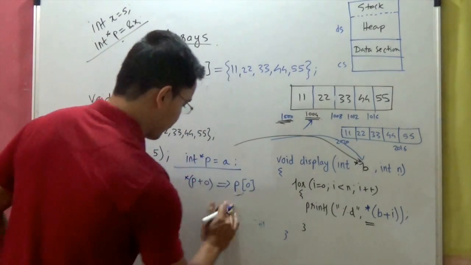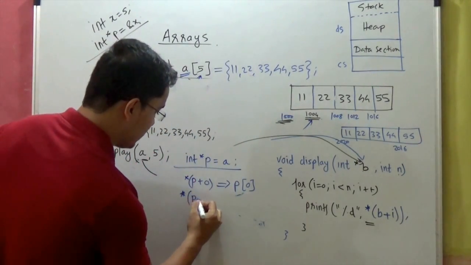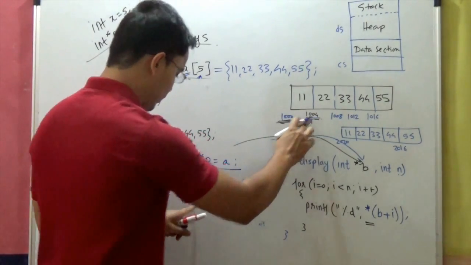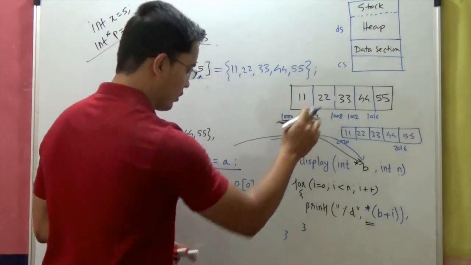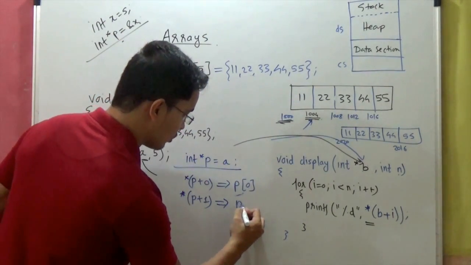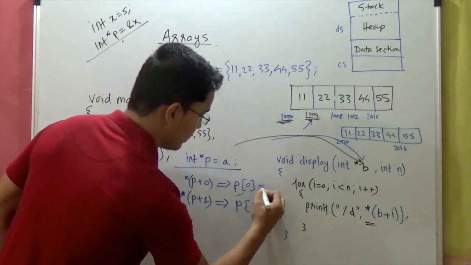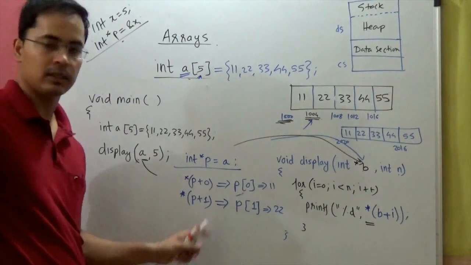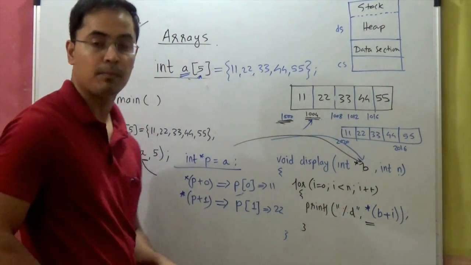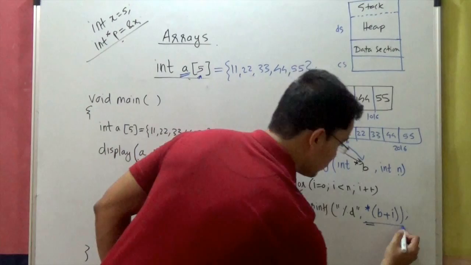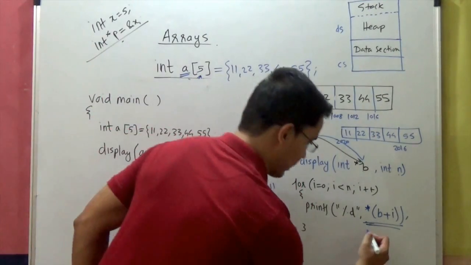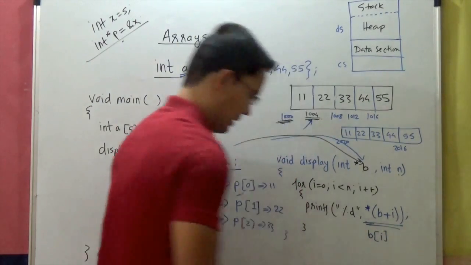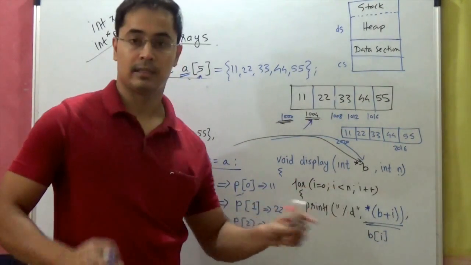Then you can say star of p plus 1. P plus 1 will store the address of the next integer, 1004. Star value at 1004, 22. Right? You can also use it like p of 1. This will print 11, this will print 22. Right? So both these notations are allowed, even if p is not your array. So that's why I can use it like this, star of b plus I, or I can say simply b of I. Even this is allowed in C language. Although b is not an array, it's an integer pointer.